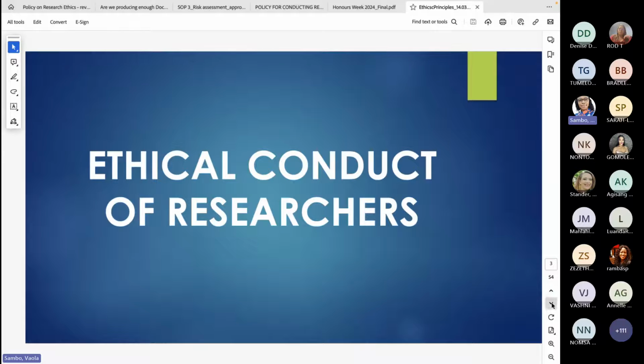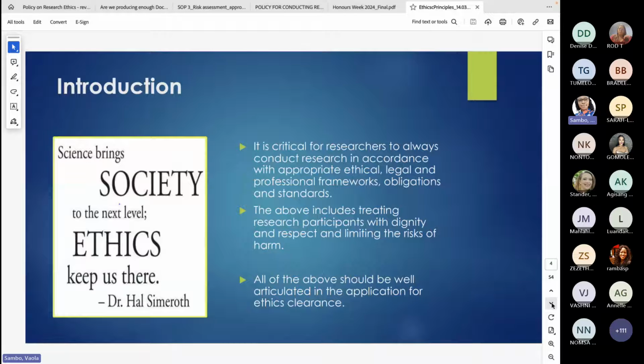The ethical conduct of researchers. It is critical, students, for researchers. You are researchers yourselves in your own right. It is therefore critical to always conduct research in accordance with appropriate ethical, legal, professional frameworks, obligations, and standards. The above includes treating research participants with dignity and respect and limiting the risks of harm. This principle, you'll see it coming through constantly throughout the presentation, because we wouldn't have research without our research participants. So it's very important for us to protect them at all material times, right?